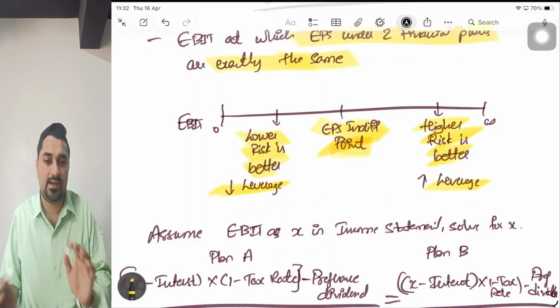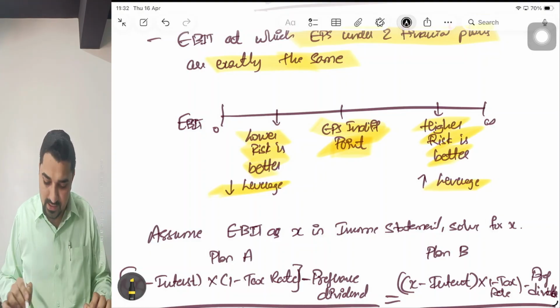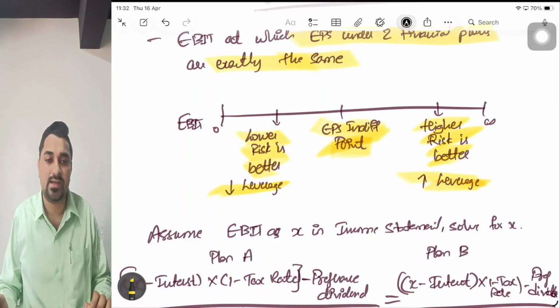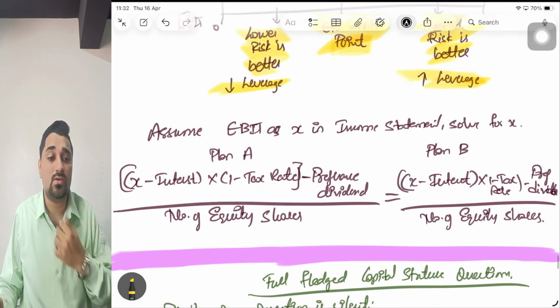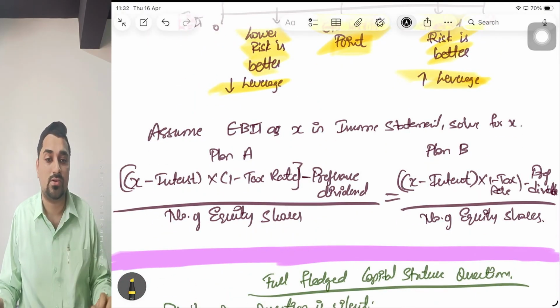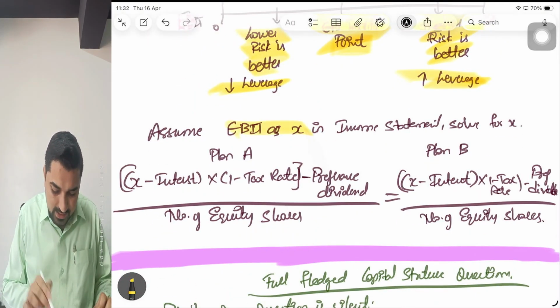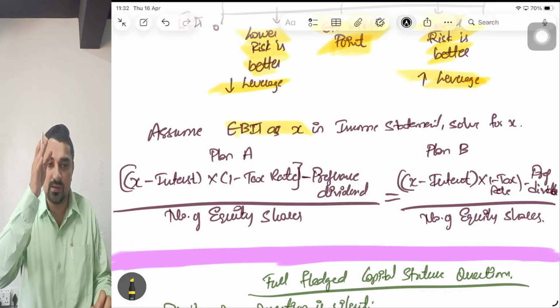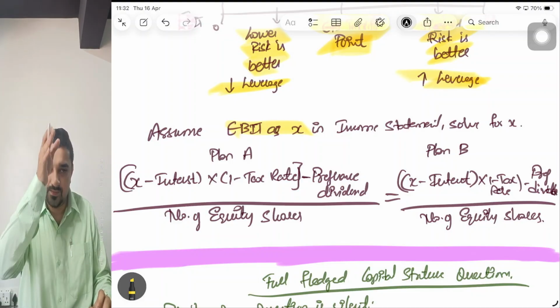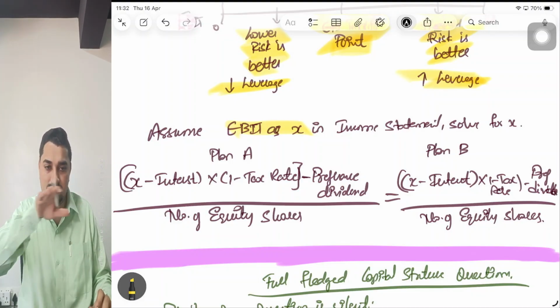If my EBIT is more than the EPS indifference point, then the plan with higher financial leverage will dominate the plan with lower financial leverage. So, from an exam point of view, how do you solve these questions? You need to assume EBIT as X, and whatever profitability statement I used to solve, EBIT minus interest minus tax, the same. Rather than solving it vertically, you solve it this way.